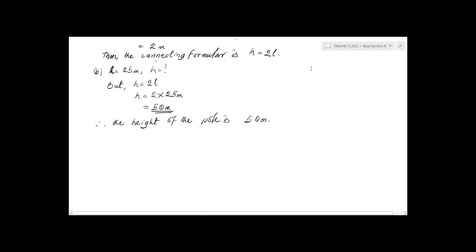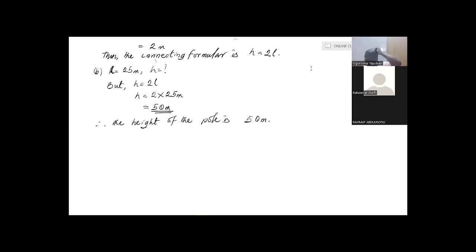Now, tell me whether you understand or you don't understand. If you don't understand, let me know. Which one? From that example, from the second example.